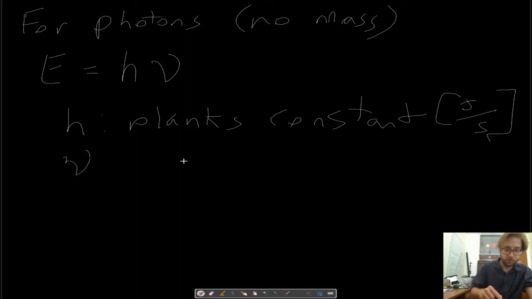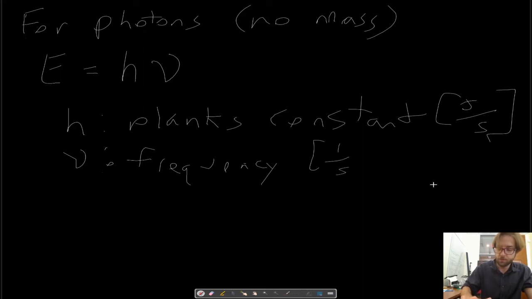The Greek letter nu, sorry, I did a funky version there, is the frequency of the photon. And frequencies, of course, have units of 1 over second. Okay? That's some basic ways to compute energy in relativistic and non-relativistic systems. Since we're talking about converting mass into energy, we're necessarily in a system where we have to be worrying about rest masses and things like that.